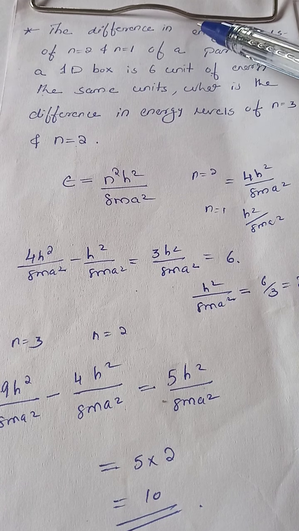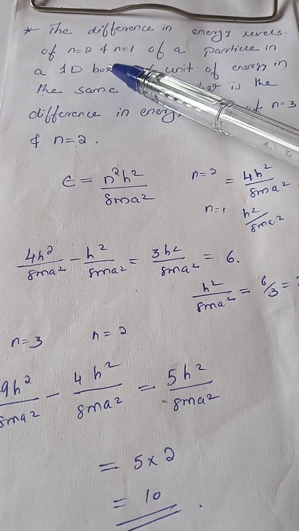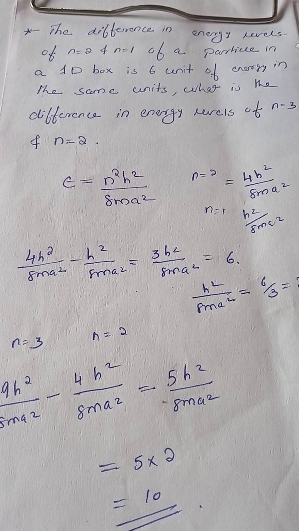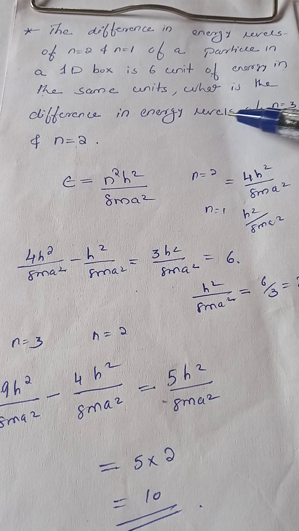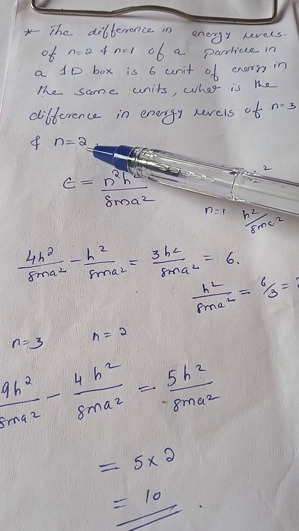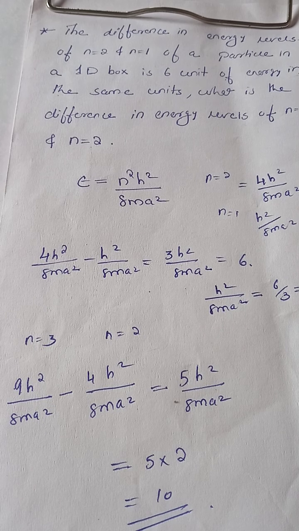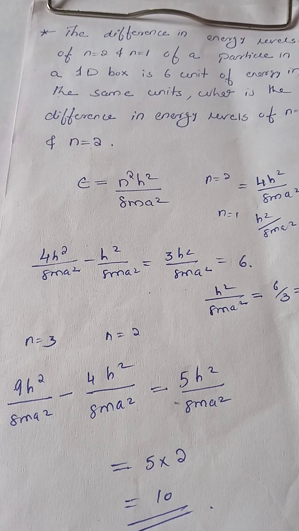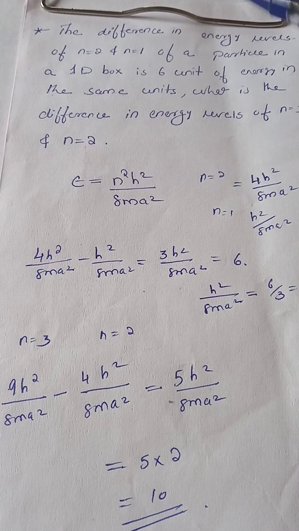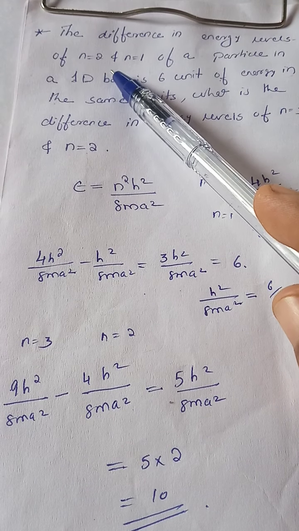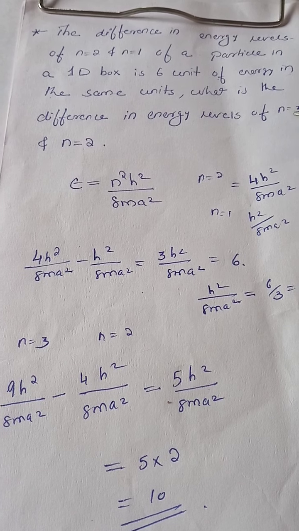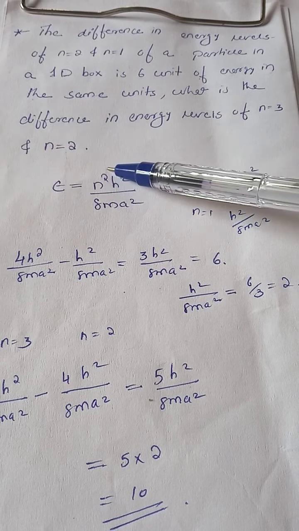The first question: the difference in energy levels of n equal to 2 and n equal to 1 of a particle in a one-dimensional box is 6 units of energy. In the same units, what is the difference in energy levels of n equal to 3 and n equal to 2? We have already discussed these types of questions. In this question they are given the difference in energy levels of n equal to 2 and n equal to 1, and asked to find out the difference in n equal to 3 and n equal to 2.